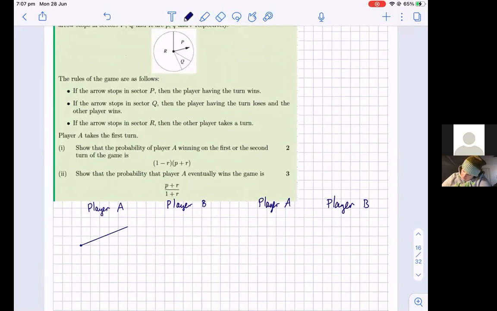They could land on an R, a P, or a Q. Then it's player B's turn. They could land on an R, a P, or a Q. I need to spread these out a bit more.